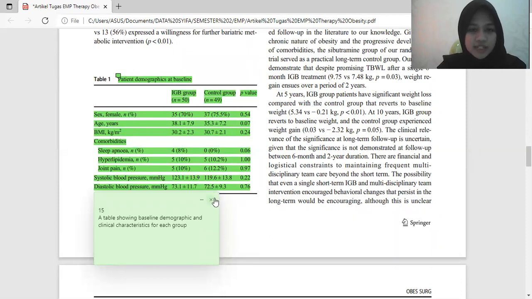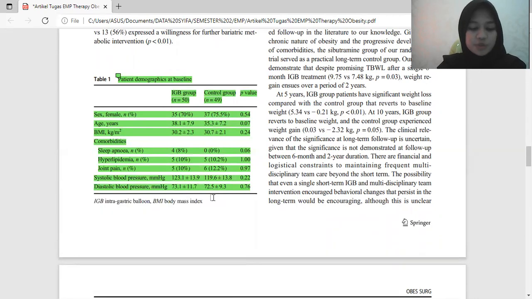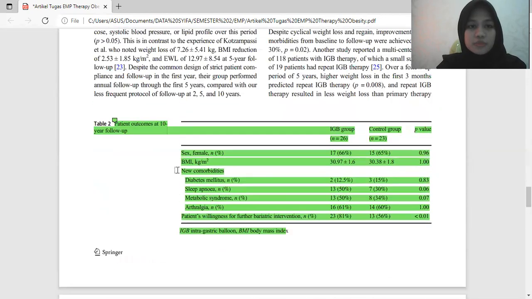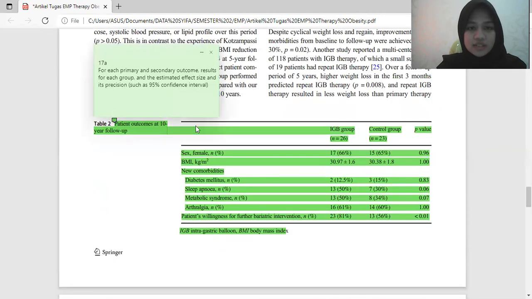Next is number 16. Number 16 is for each group, number of participants (denominator) included in each analysis and whether the analysis was by original assigned groups. So number 16 is not available. Number 17 is for each primary and secondary outcome, results for each group and the estimated effect size and its precision. So number 17A is this one, Table 2.